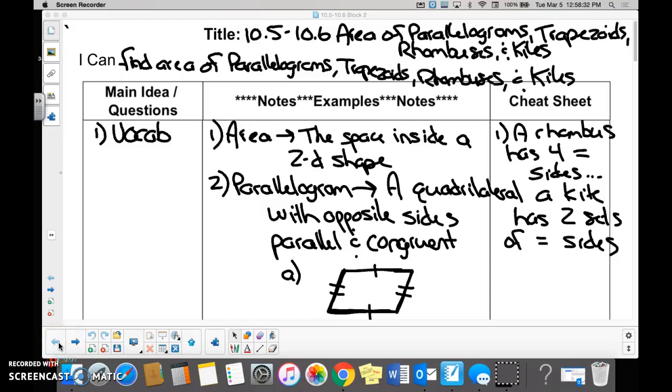1.5 and 10.6, area of parallelograms and trapezoids, rhombuses, and kites. I can find area of parallelograms, trapezoids, rhombuses, and kites. Thank you, Anwar. Can you guys do all of that? Yeah. Okay, well, let's see.